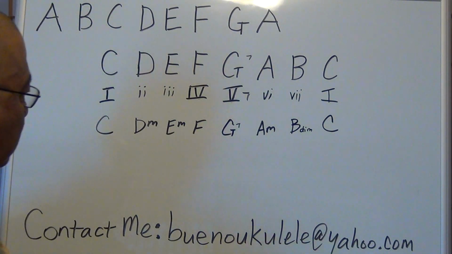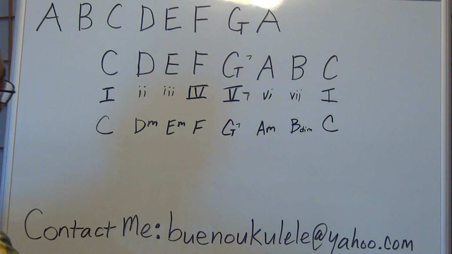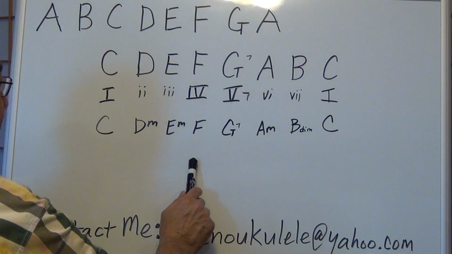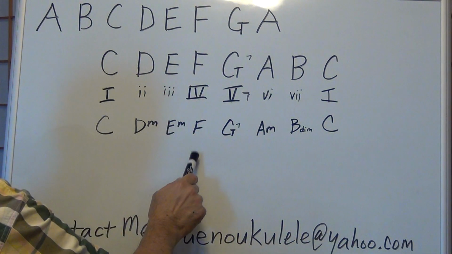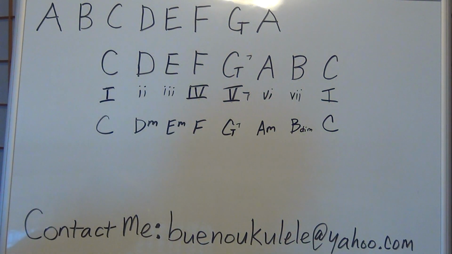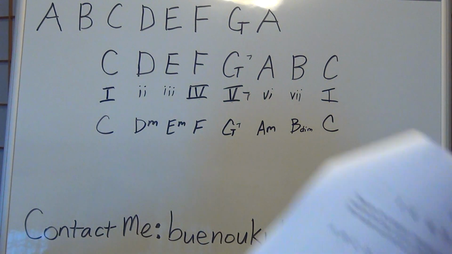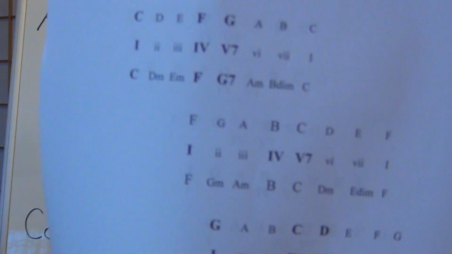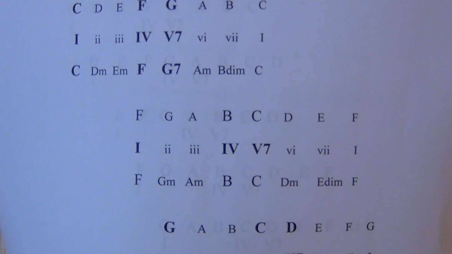So I'm going to try to do one more, okay? And what we're going to do is the key of F. So I'm going to come down here and make F the 1 chord. This kind of relates to your paper that you see over here, and as you can see, the F now became the 1 chord.